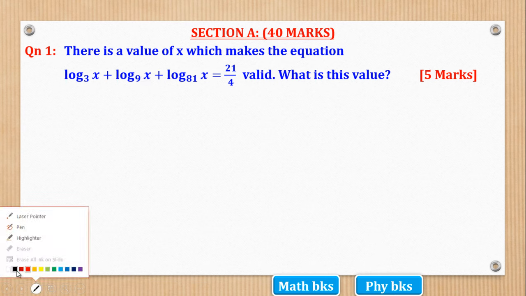marking guide, or solutions to the paper which was done at the end of term. There were two sections, section A and section B. We shall start with section A, and all questions were compulsory.